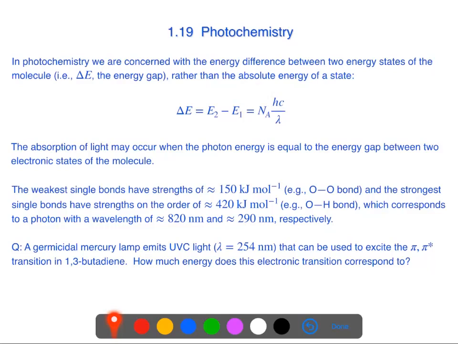Based on these two examples shown here, we would expect the energy of a 254 nanometer transition to be greater than what we observe for 290 nanometers. So we expect the energy difference to be greater than 420 kilojoules per mole. But I'll let you go through that calculation to see for yourself.